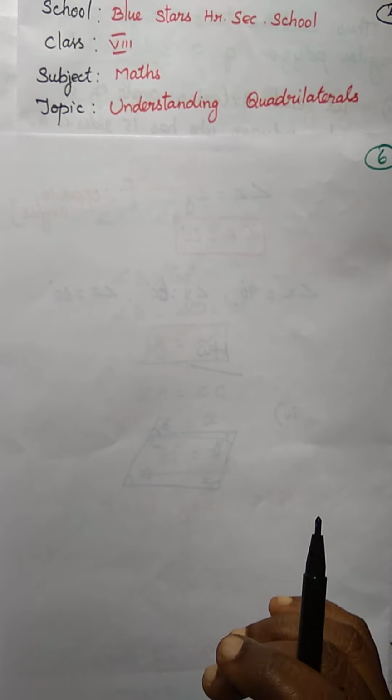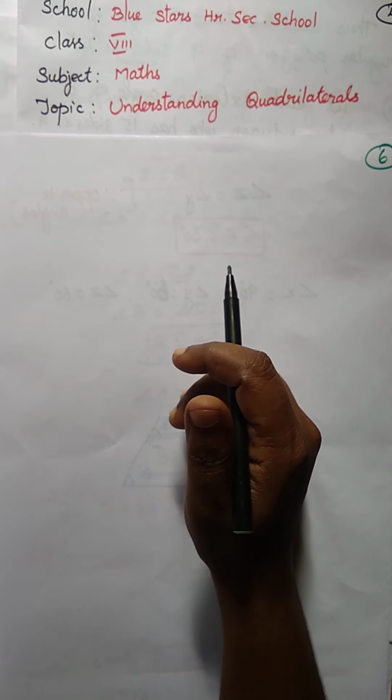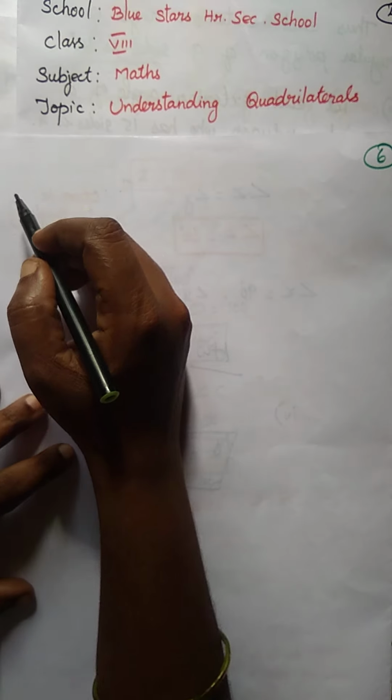Today we are going to continue the exercise 3.3 using the properties of parallelogram. Now question number 5, it's a 5 mark.